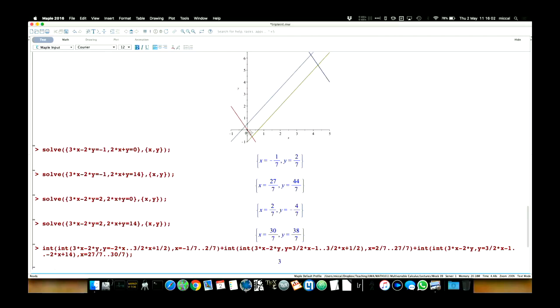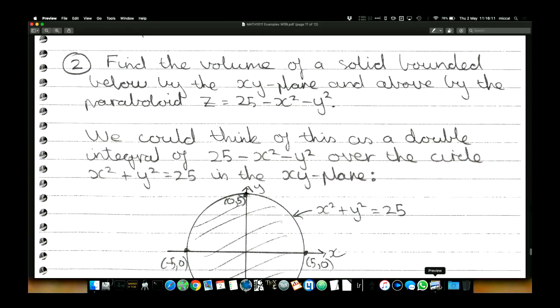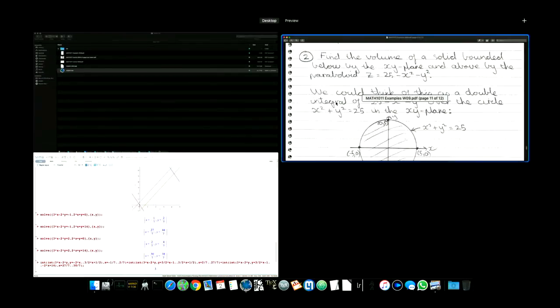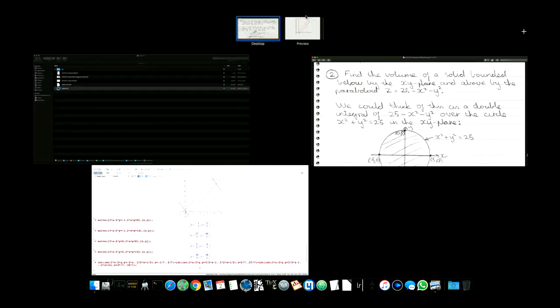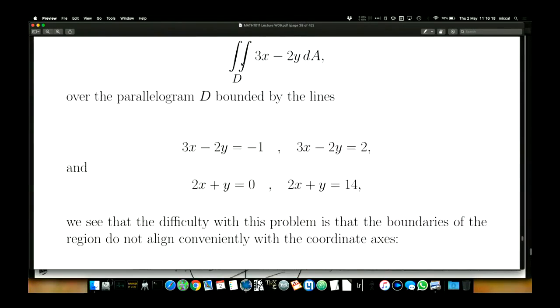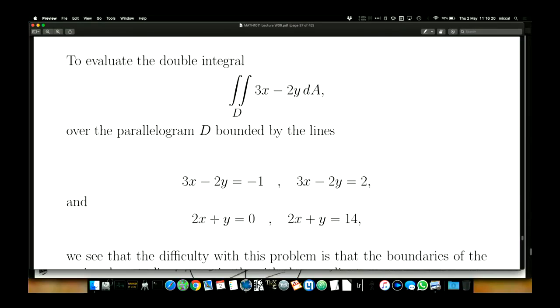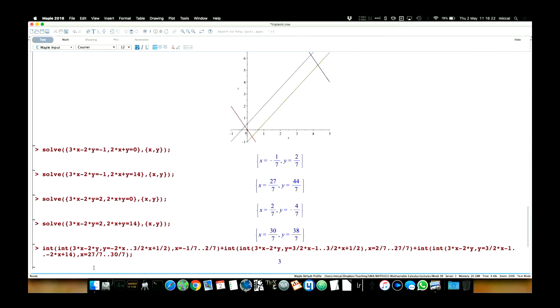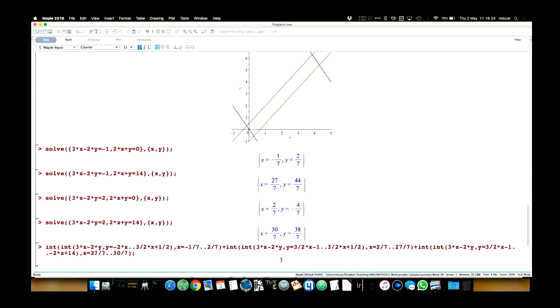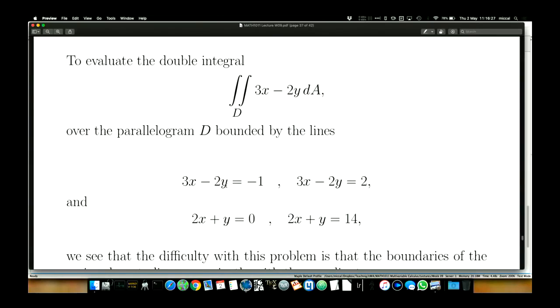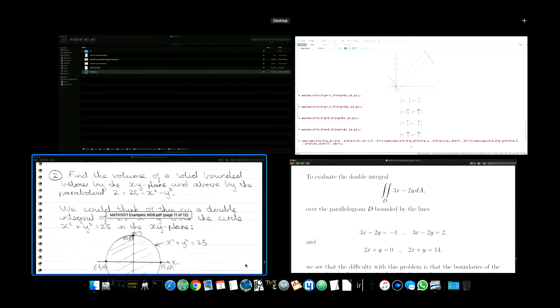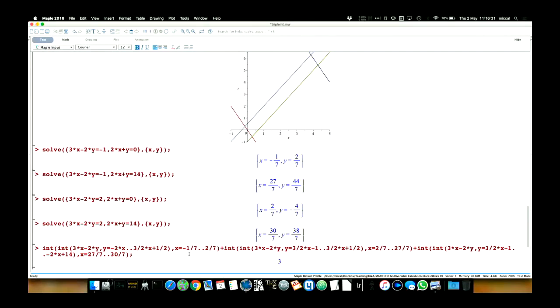Then I could integrate y going from this curve, which is y equals minus 2x, so that's basically, oh, where did the lecture notes go? Oh, right, yeah, I'm at full screen, right? All right, so it goes from this one, so y goes from minus 2x to 3 on 2x plus a half, right? So that's solving this one for y. And x goes from minus 1/7 to 2/7, so that's this bit.